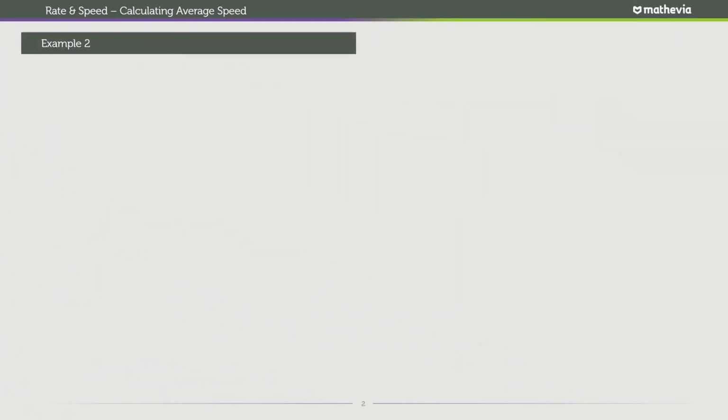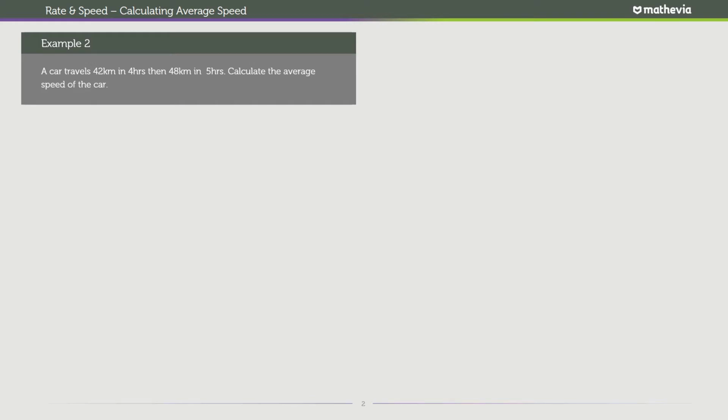Example 2. A car travels 42 kilometers in 4 hours, then 48 kilometers in 5 hours. Exactly, this is why we call it average speed. But let's get into this question. So 42 kilometers in 4 hours, then 48 kilometers in 5 hours. Calculate the average speed of the car.